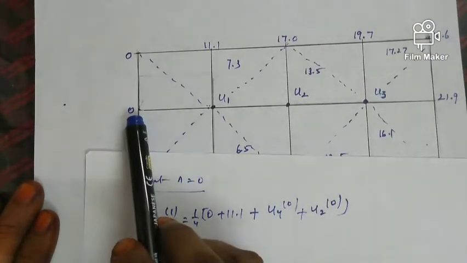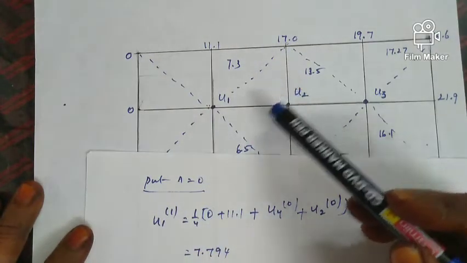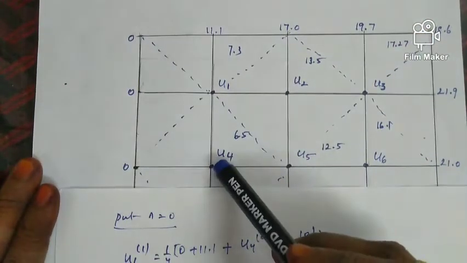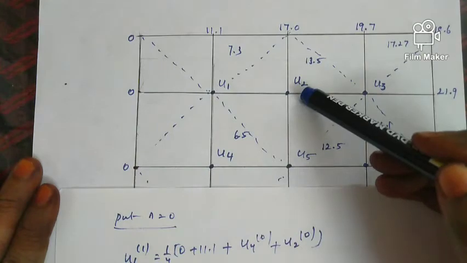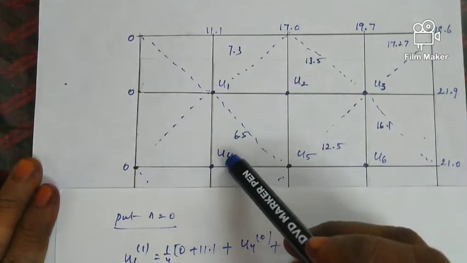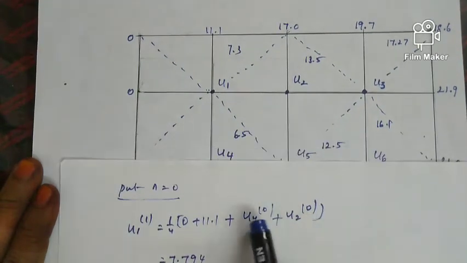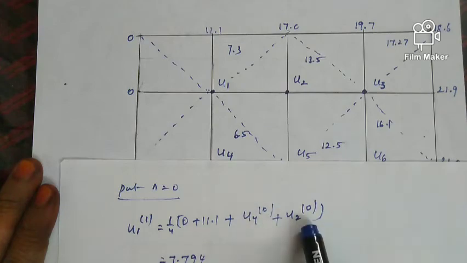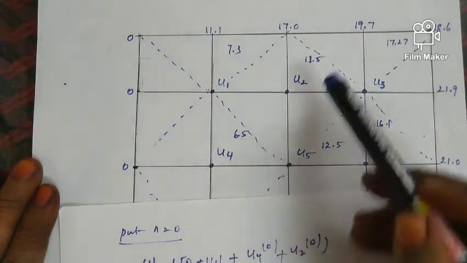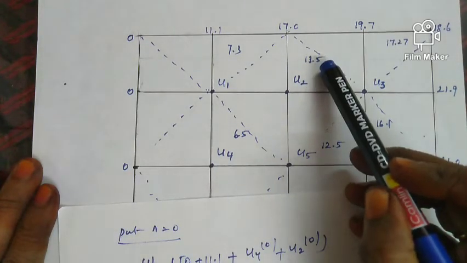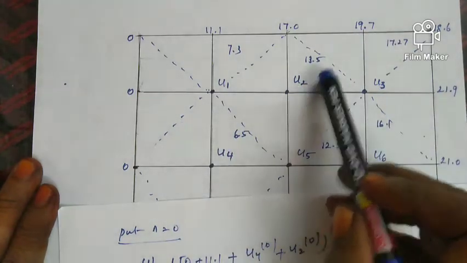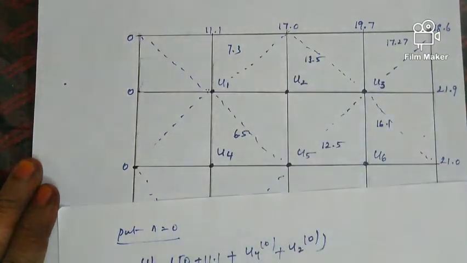Okay, so 0, 11.1 and then u4 of 0 and u2 of 0. Is it clear? Because u4 of n, u2 of n, n equal to 0. So now we have the value of u4 of 0 and u2 of 0. u4 of 0 is 6.5 and u2 of 0 is 13.5. This is the reason why I asked you to mention the values in the diagram. It will be easy to do the problem.